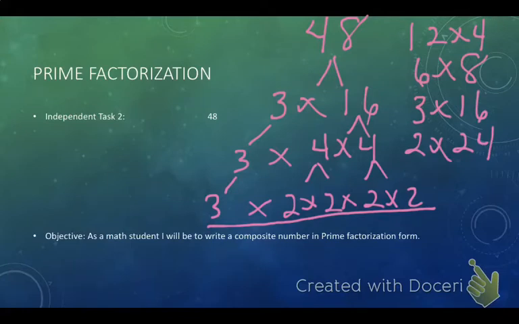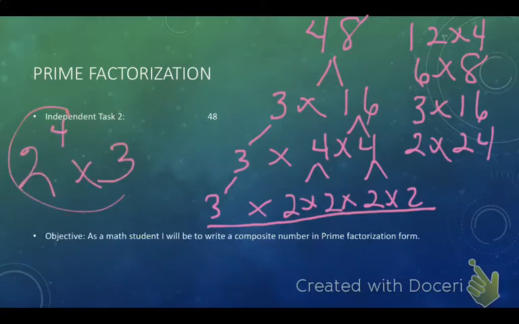Now we could leave it like that, but least to greatest, remember, the 3 would have to go at the end. So now let's count. We'll put it in exponent form. How many 2's do we have? 1, 2, 3, 4 2's. 2 to the 4th power times 3. Ladies and gentlemen, that is your answer. Congratulations. You are hitting on all cylinders today. Awesome.